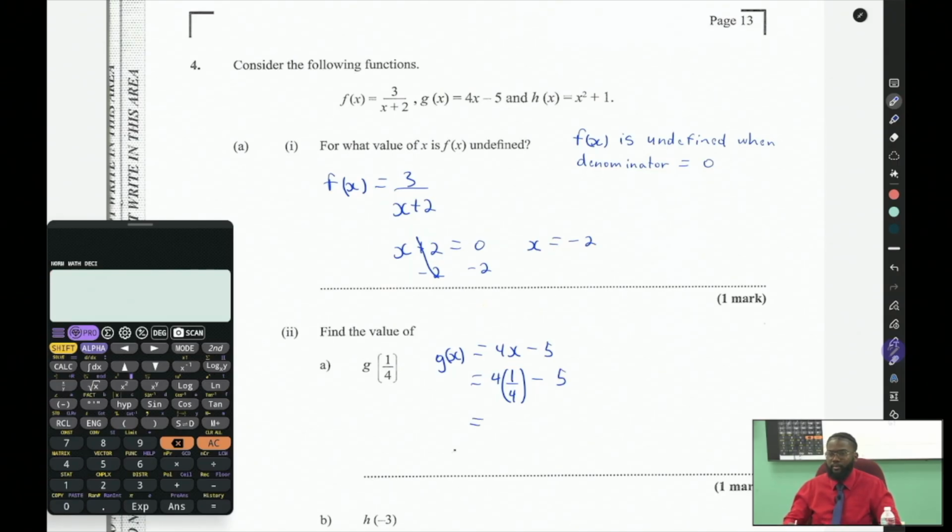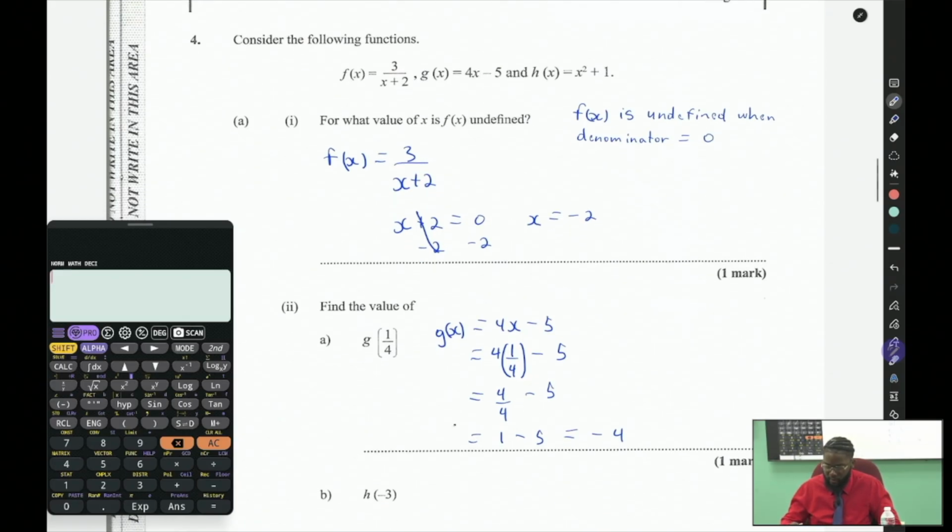So now 4 times 1 over 4 would give us 4 over 4 minus 5, which is then 1 minus 5, which is equal to -4. So the answer is -4.